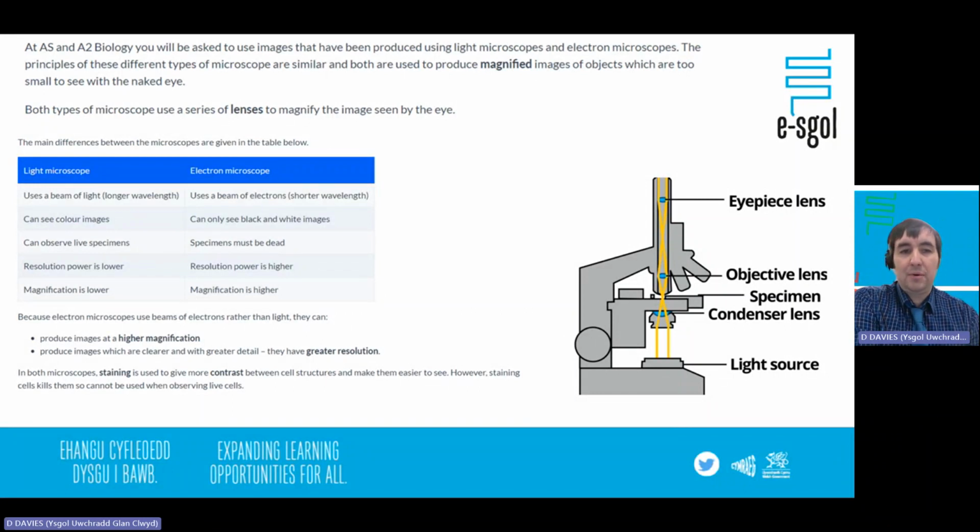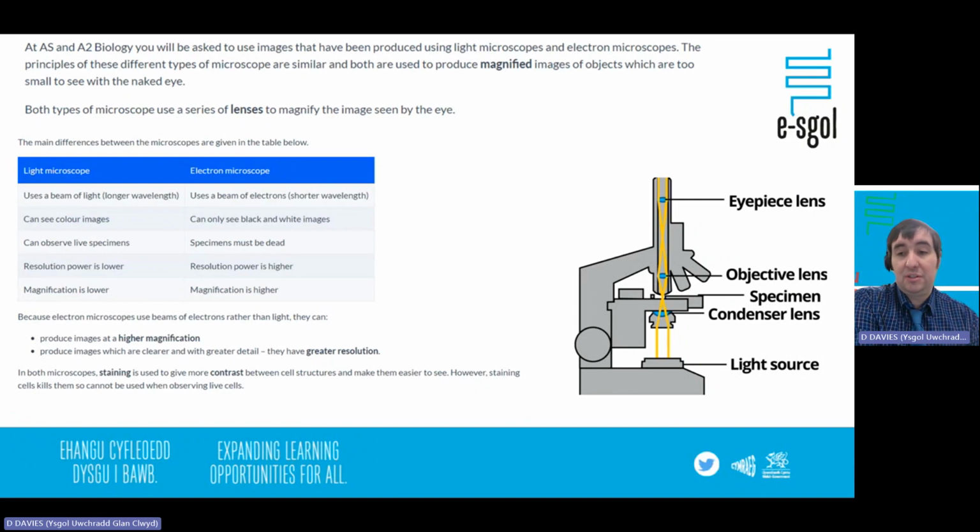Resolution is quite low, although with some light microscopes you can have a magnification up to about 400, which is quite good for school. They are quite low compared to electron microscopes. Okay, and magnification is obviously low, about 400 times. Electron microscopes use beams of electrons, so you wouldn't really want to stick your eye over those.